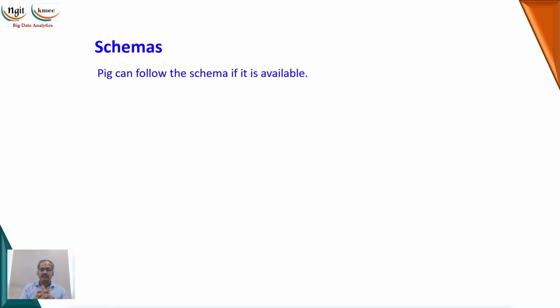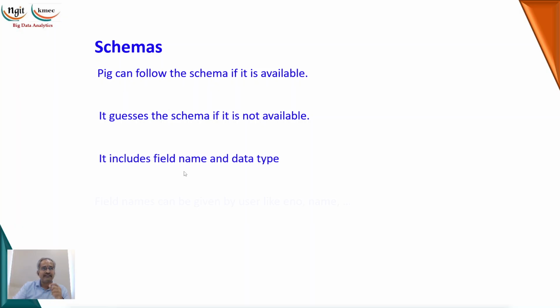Now, if you load some data, Pig will follow some schema. If you provide the schema, it will use that schema. Otherwise, it will guess the schema automatically. Meaning that if you load some data, the data type for each column will be decided by Pig, and it will automatically assign it. That is the guessing of the schema. And it includes the field names and the data types, all included automatically.